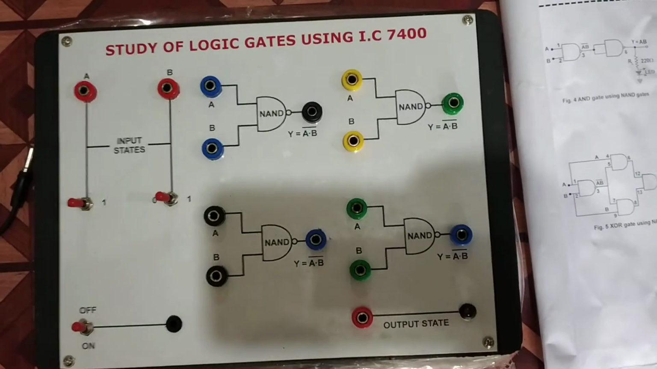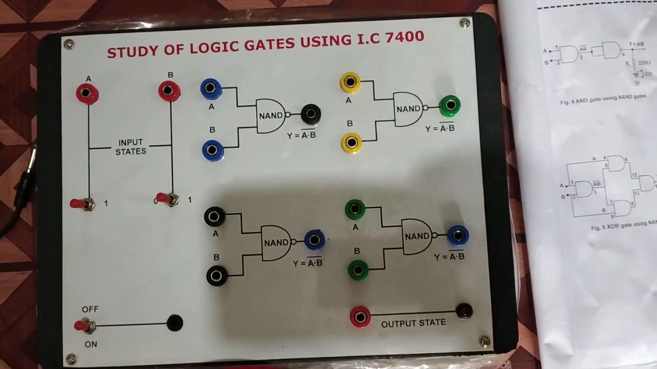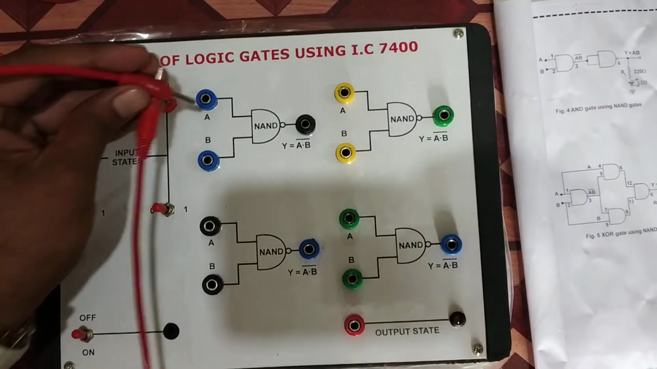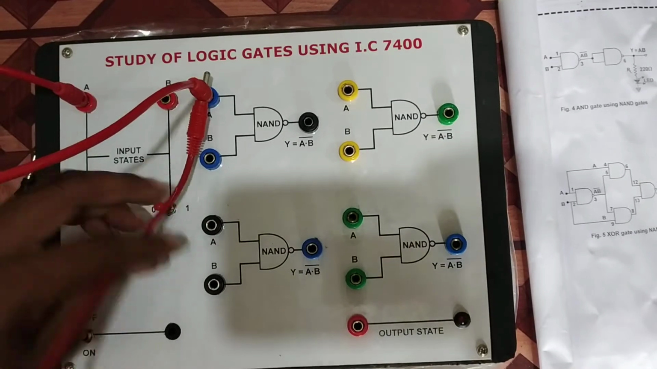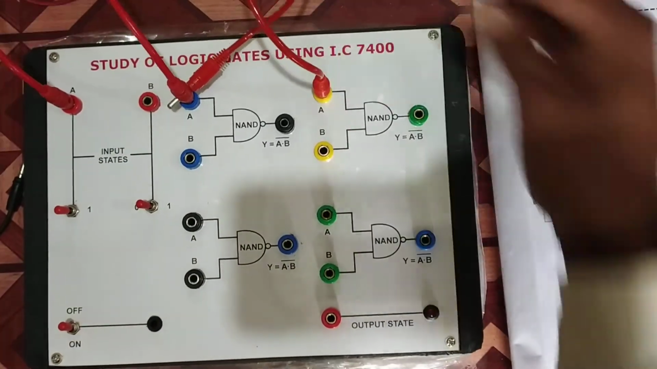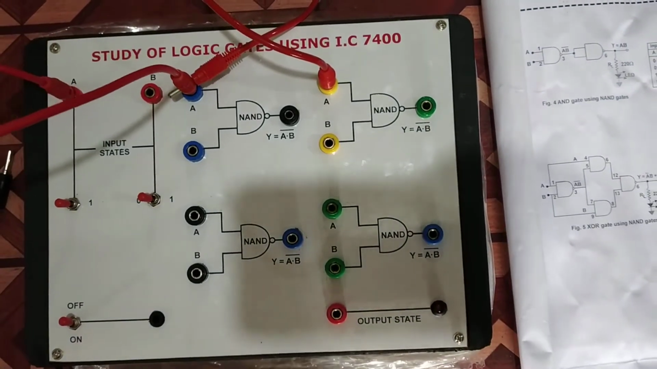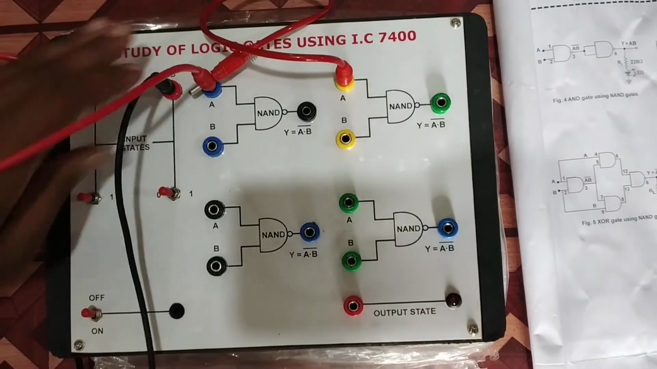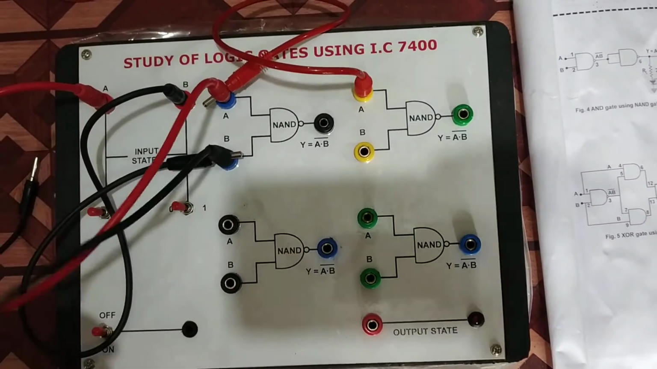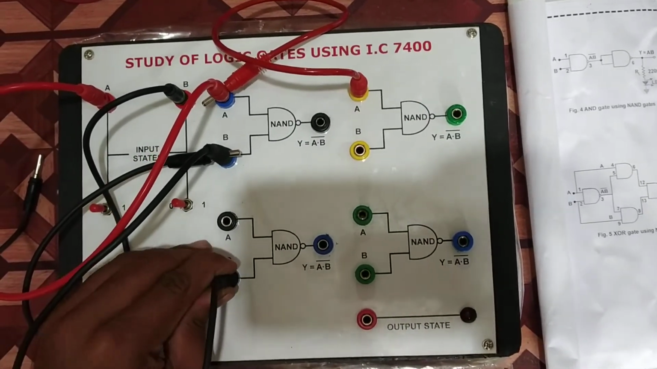Now you have to verify the XOR gate by using the NAND gate. Connect the input A to the NAND gate input A, and connect that input to the other input of the NAND gate. Again, the same: connect the input B to the NAND gate input B, and connect that input to another NAND gate's input B.